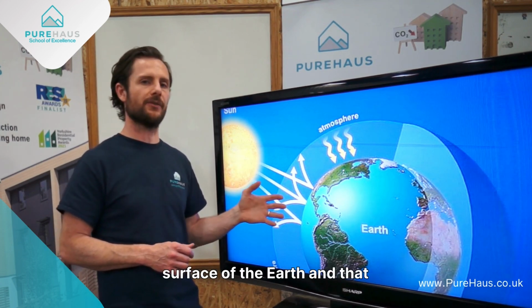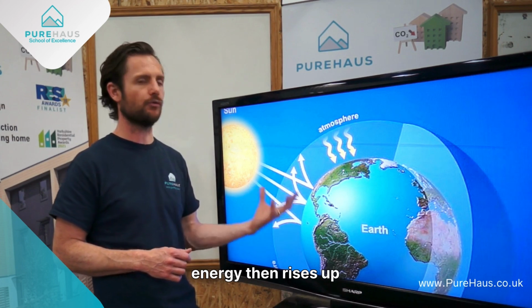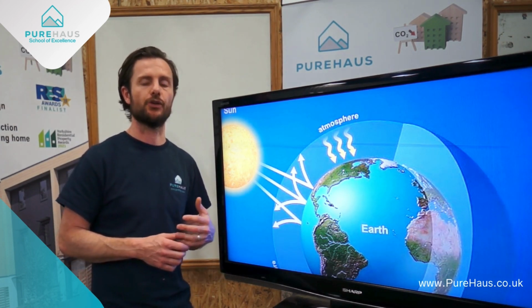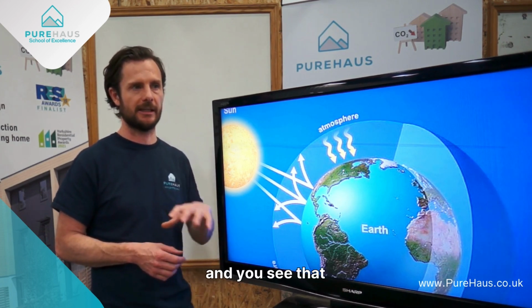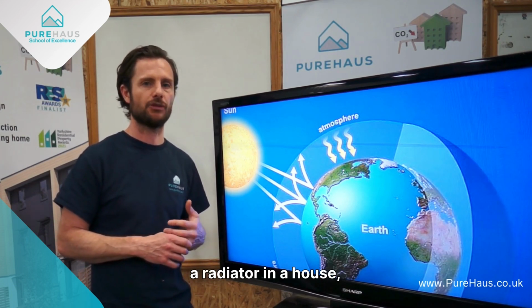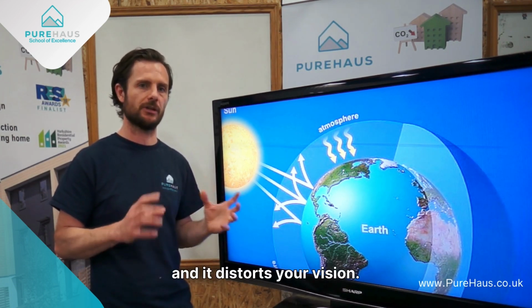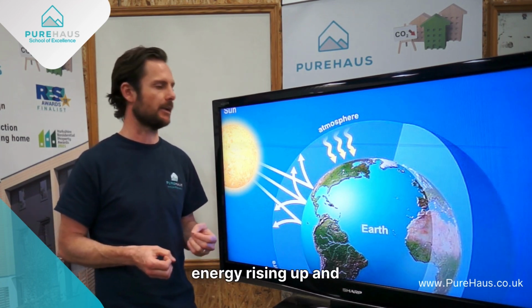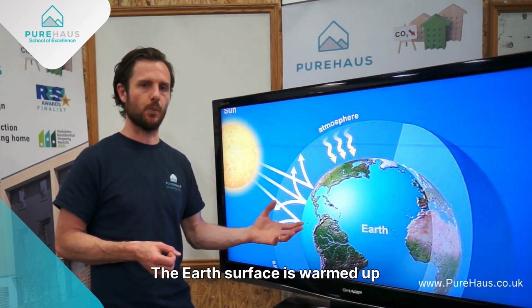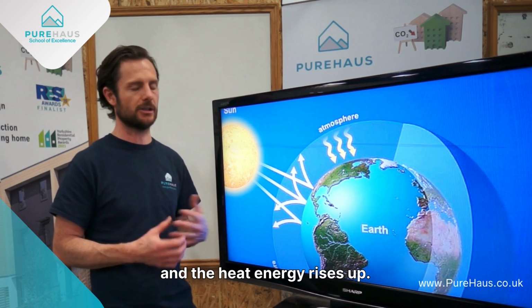It then warms the surface of the earth, and that energy then rises up, and that's the convection heat energy, which we see on tarmac roads on a hot day, and you see that sort of mirage, that blurred effect, or above a radiator in a house, and it distorts your vision. That's the heat energy rising up, and that's what happens on our Earth. The Earth's surface is warmed up, and the heat energy rises up.